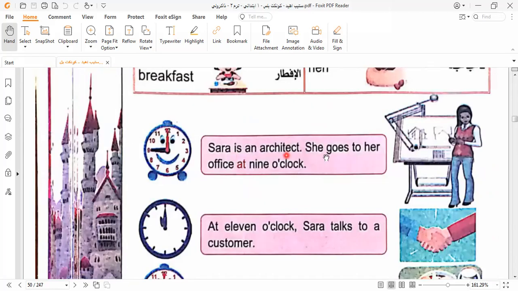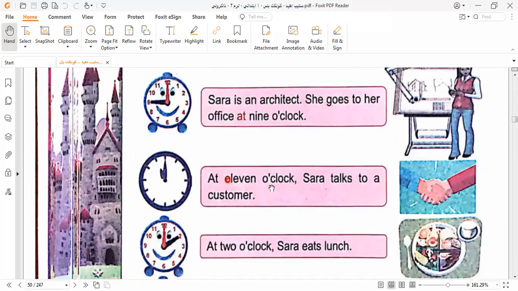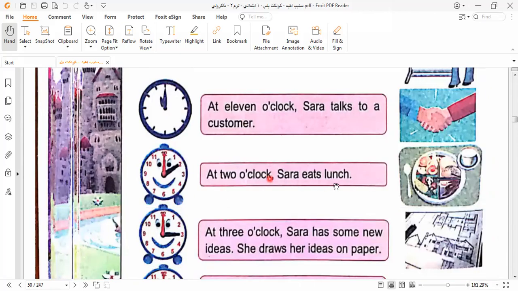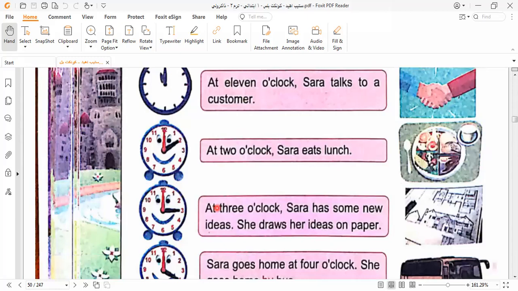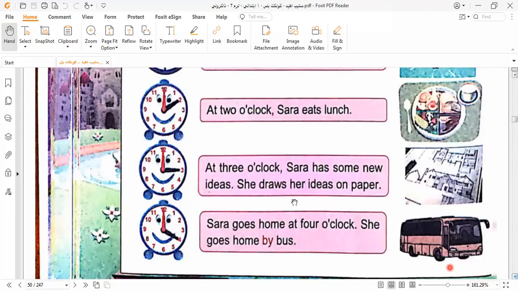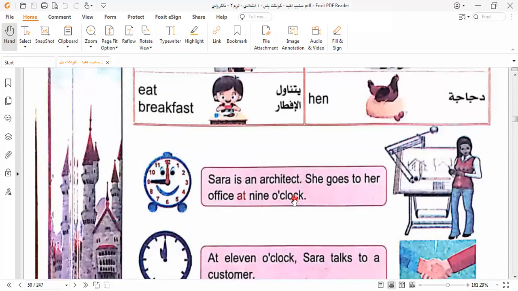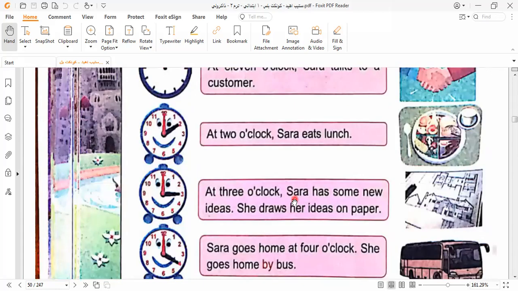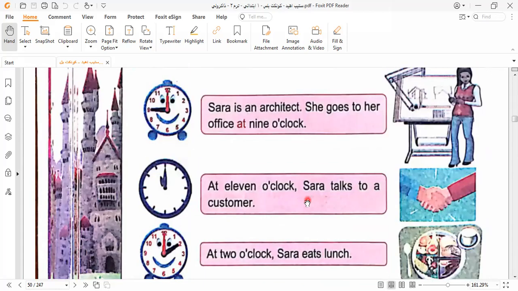Sarah is an artist. She goes to her office at 9 o'clock. At 11 o'clock, Sarah talks to a customer. At 2 o'clock, Sarah eats lunch. What is this topic talking about? You can guess with me. It is about the routine of Sarah. Sarah is an artist. She goes to her office at 9 o'clock.